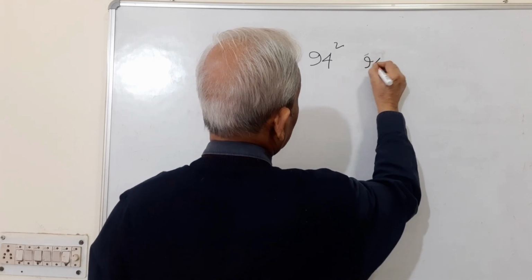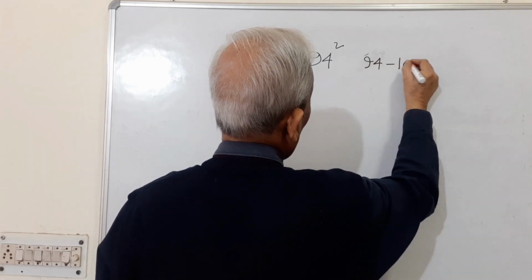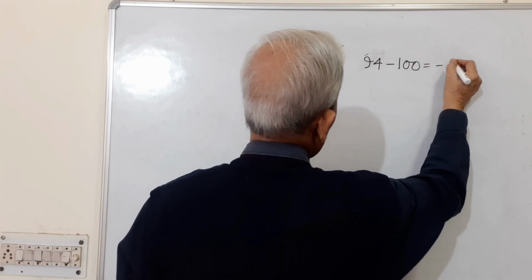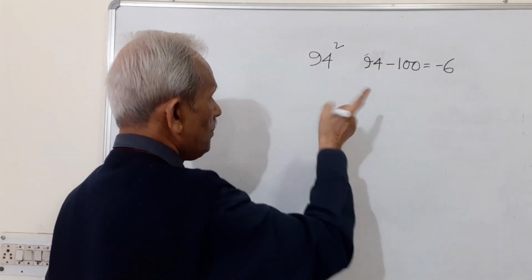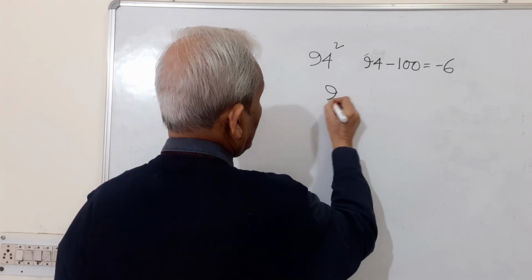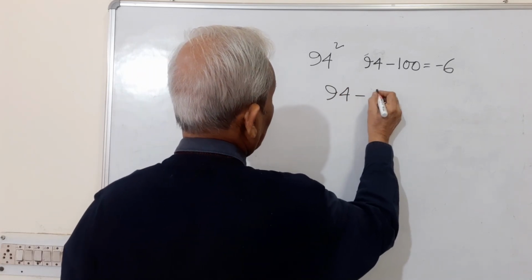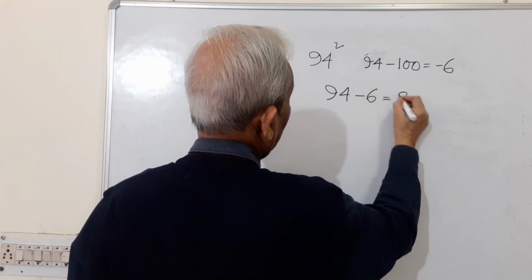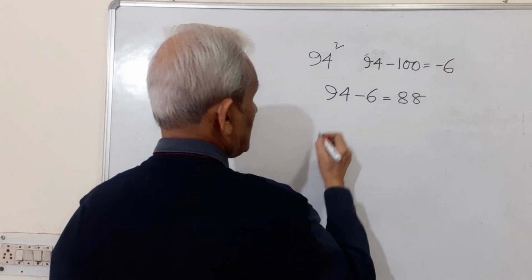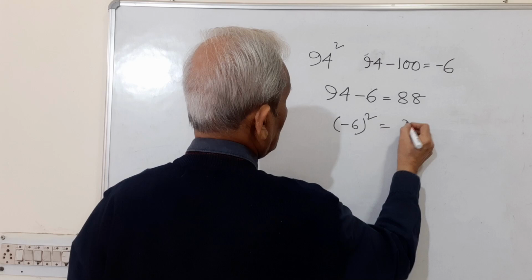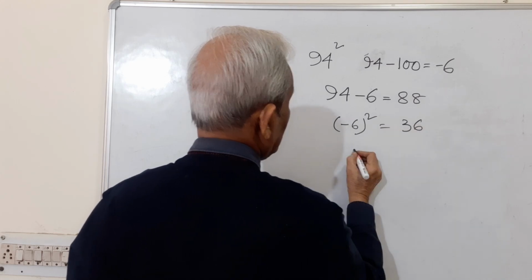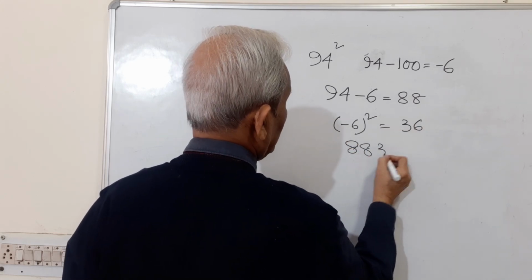94 minus 100 is equal to how much? -6. The difference from the base is -6. So if it is -6, the first part of the answer is 94 minus 6, which is equal to 88. And the second part of the answer is -6 square, which is equal to 36. So the answer is 8836.